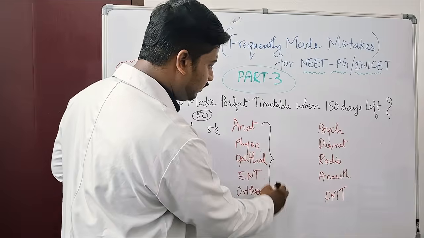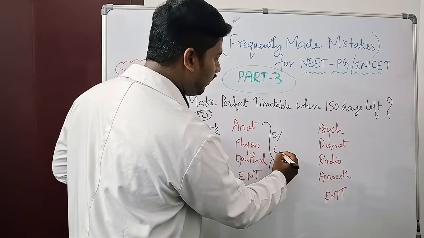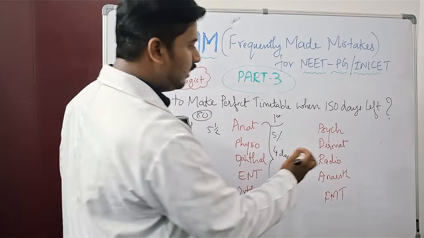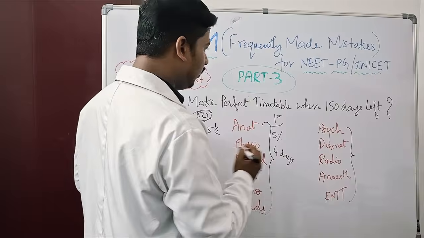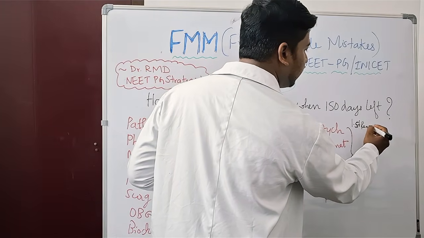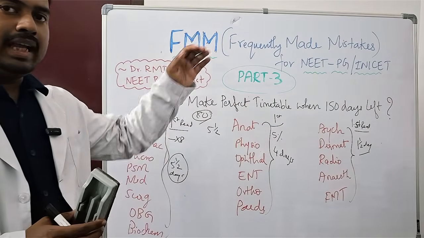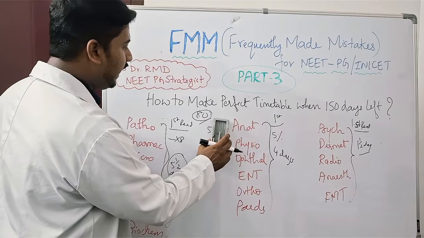Similarly, these 6 subjects will get 5% of the time each, which is approximately equal to 4 days each during first read. These short subjects get 2% of the time, that is approximately equal to 1.5 days each during the first read. When you calculate and add up all the number of days, it will come to approximately 80 days.